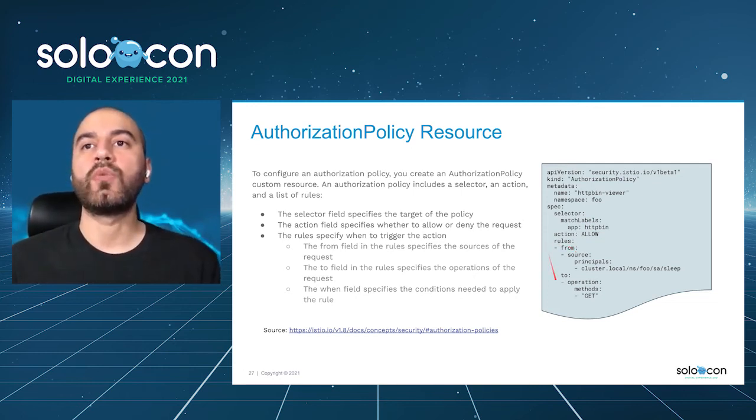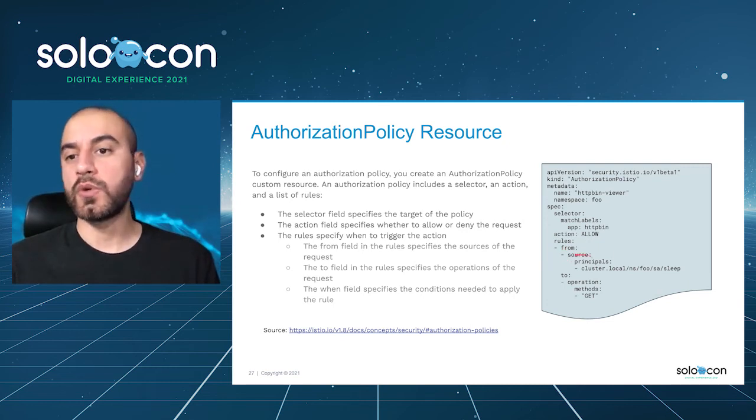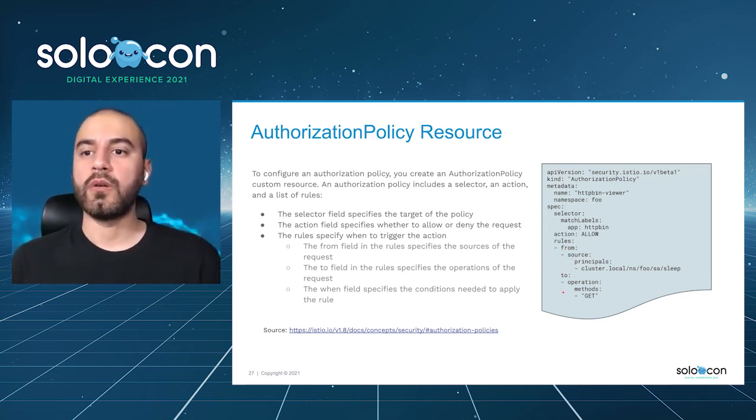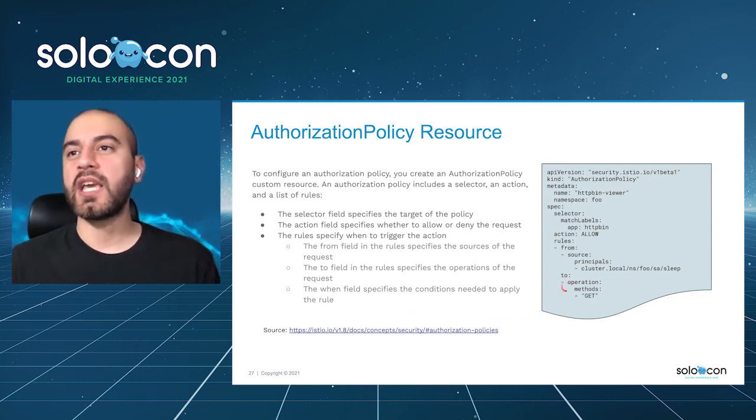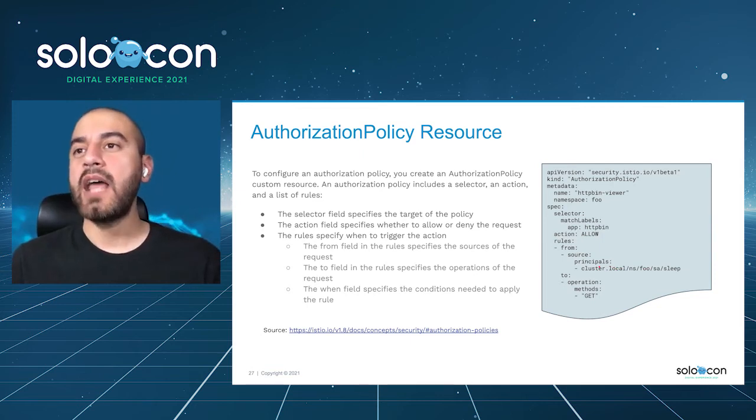And then you specify the rules. So things like from, what's the source of the request, and to, what are you trying to do in the request. And then there's another field that's not outlined here in this example, which is the when field, which allows you to build out custom conditions if you need that kind of logic. But in this case, we're allowing requests that come from the namespace foo, the sleep service account. So in other words, the sleep app, and that source, that principal, can make GET requests to our httpbin application.